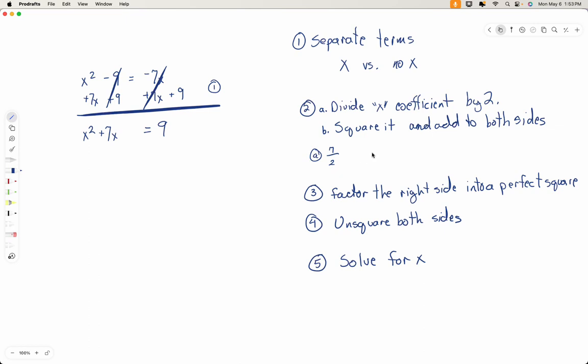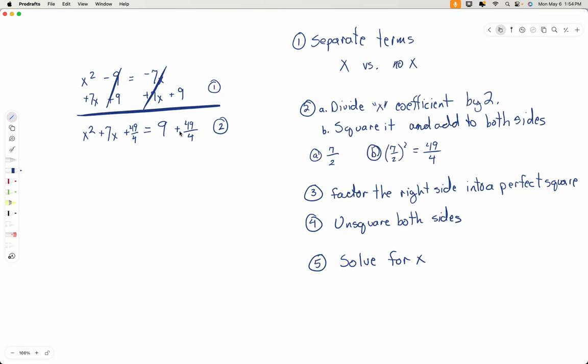So that's A. The B part is going to be to take this and square it. So then that becomes 49 over 4, because 7 times 7 is 49 and 2 times 2 is 4, right? This is the number we add to both sides. So plus 49 over 4, plus 49 over 4. That should be what you have for step 2.